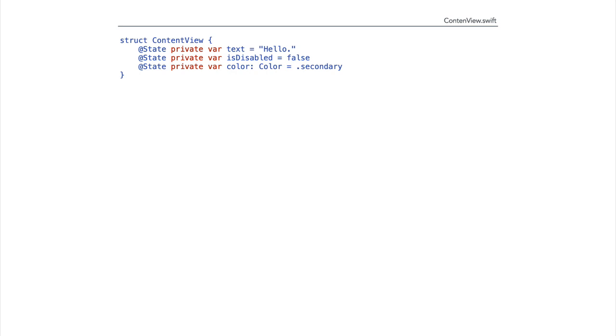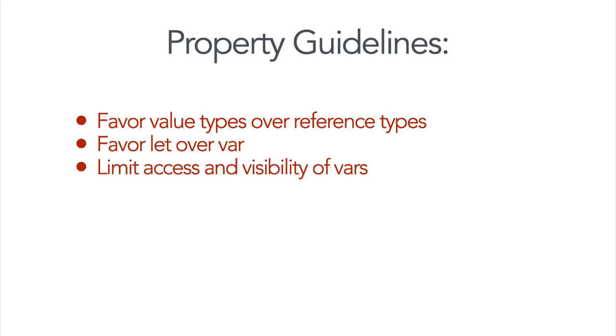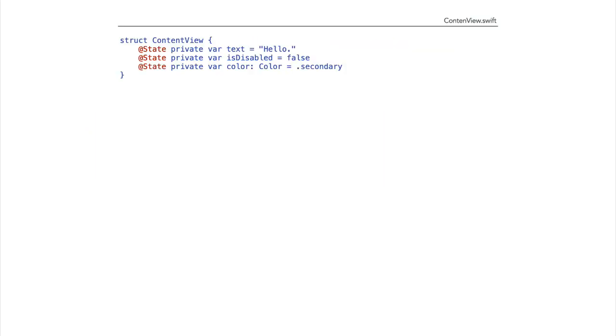So let's look at our guidelines so far. Generally, we are doing structs, not classes. We're favoring value types over reference types. For the most part, we're favoring let over var, and in those cases where we do use var, we're limiting access by making them private. And now we have this state property wrapper that we're using to decorate our three vars.